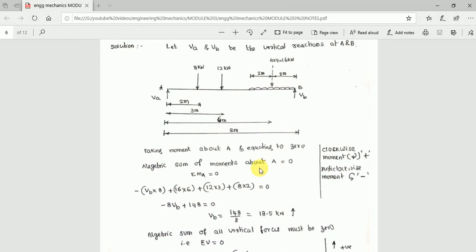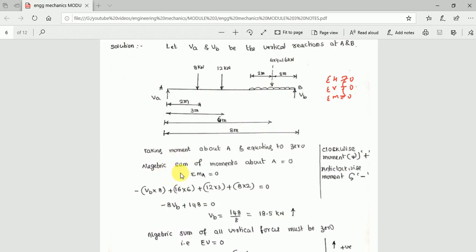Next, since this is a simply supported beam, and as I have said, for a statically determinate beam, the summation of H, summation of V and summation of M, that is, the equations of equilibrium, are sufficient to find the support reactions. So this simply supported beam is a statically determinate beam. I can use these three conditions to solve the problem.